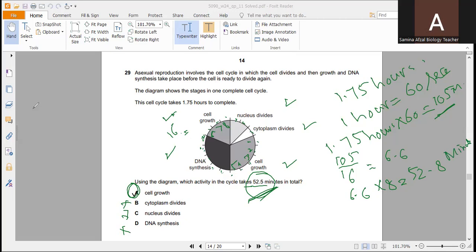And what is 16? 6, 7, 8, 9, 10, 11, 12, 13, 14, 15, and 16. So we have divided them into 16. Now we are moving towards the next question.